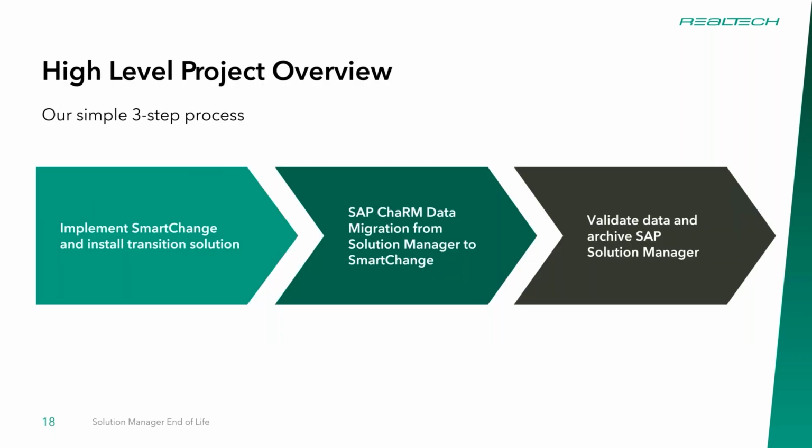So I talked a little bit about migration, our migration strategy from Charm to our tool. Basically, it's a 3-step process. We would implement Smart Change and install our add-on into your systems. We would then use another product of ours, the Ready to Run extractor, and extract that data from Solution Manager and pull it into Smart Change. And then we would validate and archive the Solution Manager, and then you start using our solution.